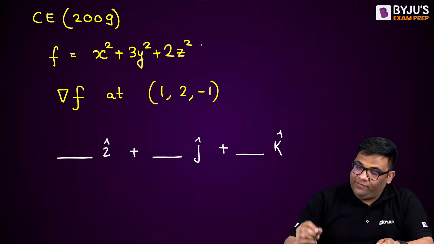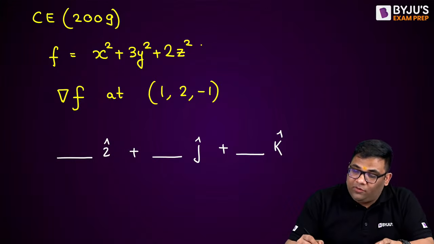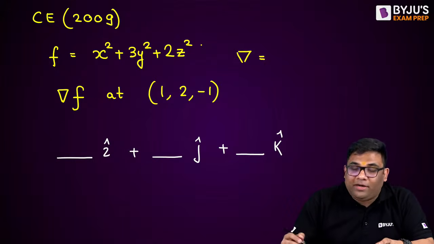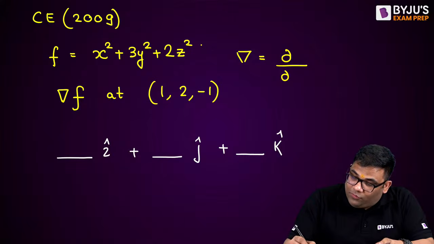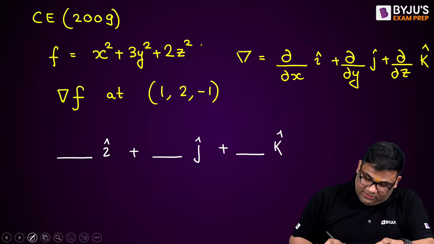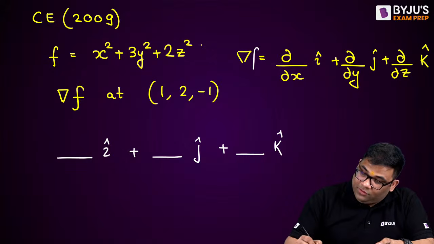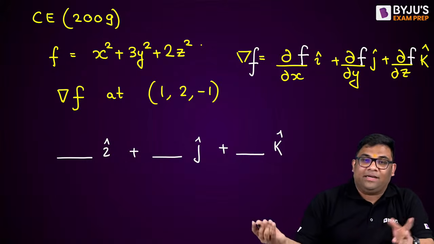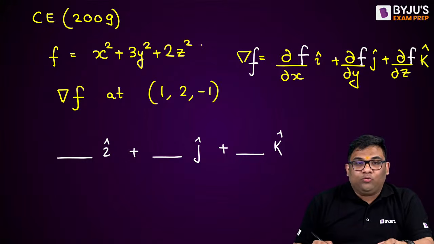Fast, very fast. So gradient of f, first you write down the del operator: dou of dou x I cap plus dou of dou y j cap plus dou of dou z k cap. Then it is operated on f. So just take the f inside. Yes, 2, 12 and minus 4.